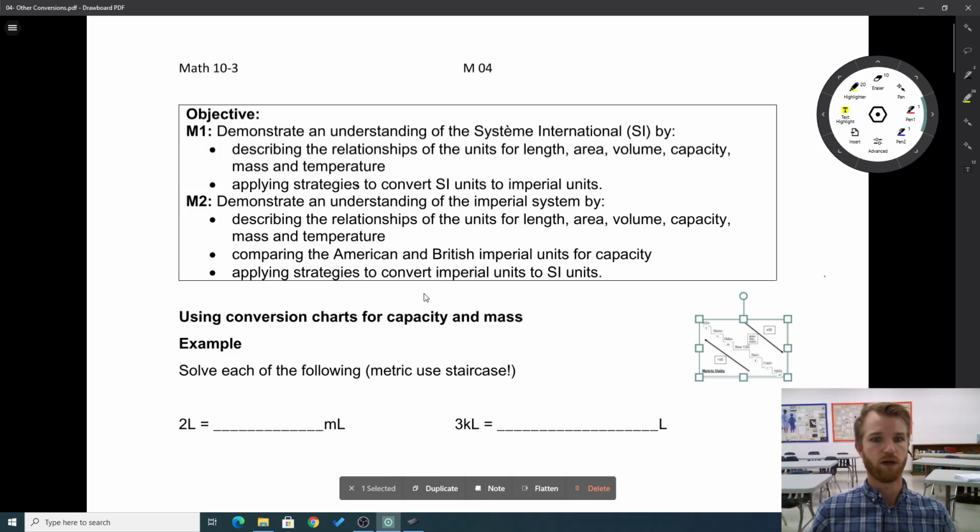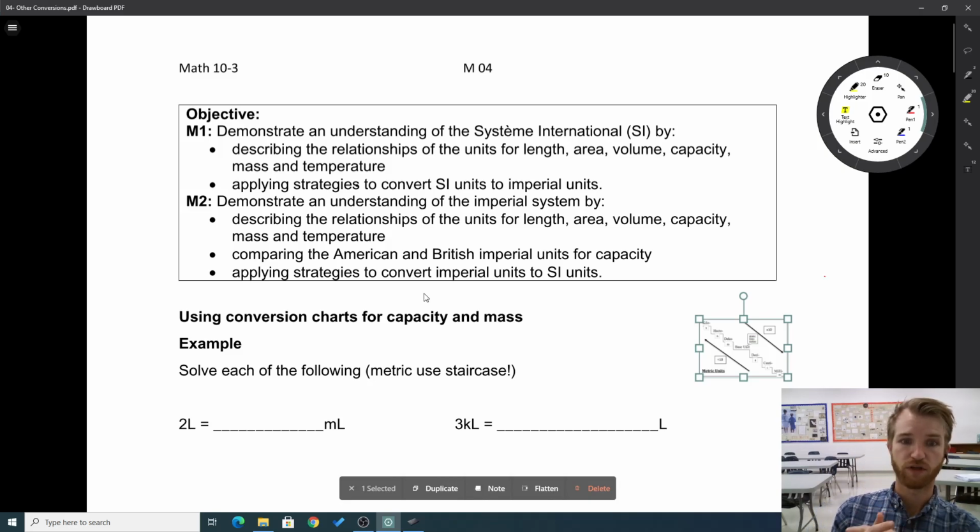Now we're going to talk about capacity, meaning like volume, as in how much can something hold. Okay, so like a can of pop can hold normally 355 milliliters. I think that is the standard, right? So how big is a container? That's what capacity is talking about.